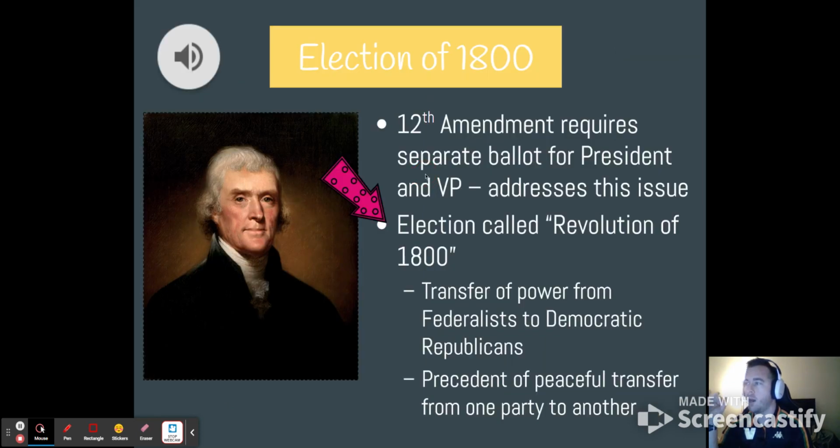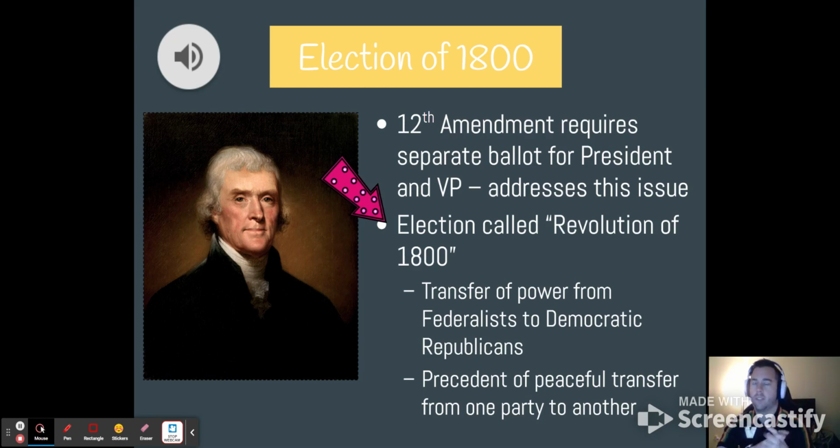Okay. The big deal with this, the Revolution of 1800, is it's the first time we've changed political party. So we went from Washington, who wasn't really in a political party, but technically is considered a Federalist, to Adams, who is a Federalist, and now we're switching from Federalist to Democratic Republican. So that's kind of a big deal here, and it's a peaceful transfer of power.